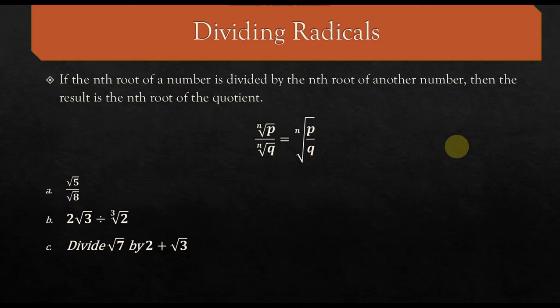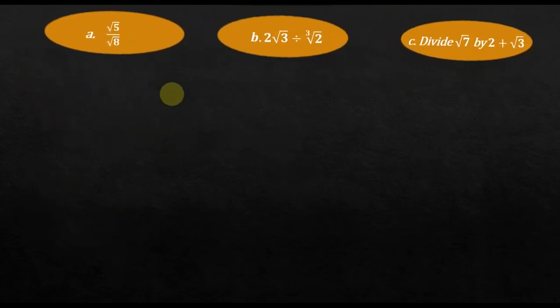Dividing radicals. If the nth root of a number is divided by the nth root of another number, then the result is the nth root of the quotient. So given here is an example, nth root of p all over nth root of q is equal to the nth root of p over q. So remember this property. So we have here some examples to answer. Let's move on to the next slide to start with letter A.